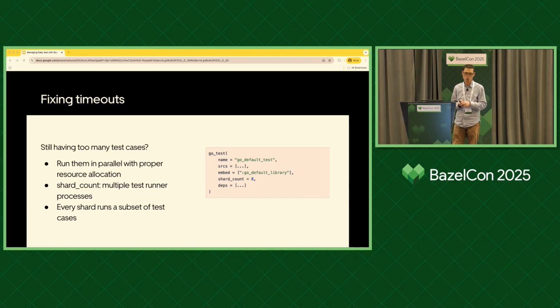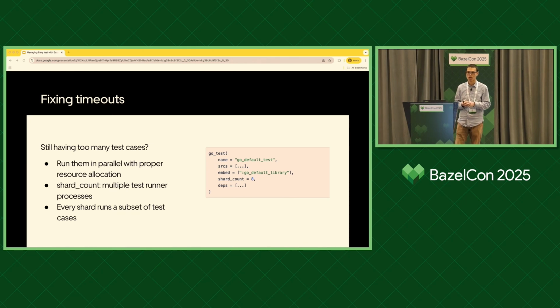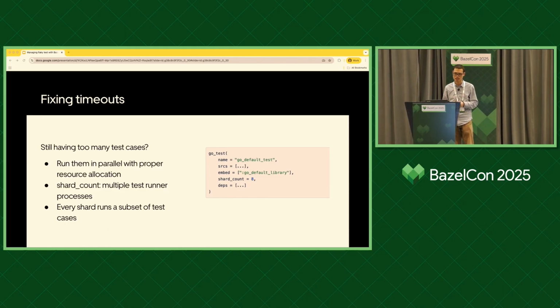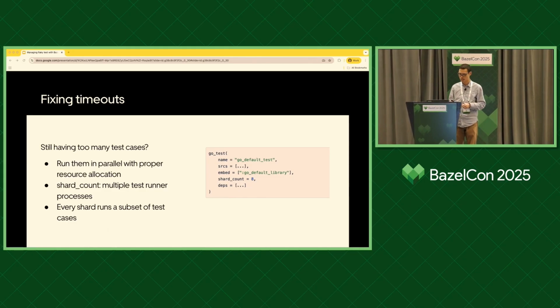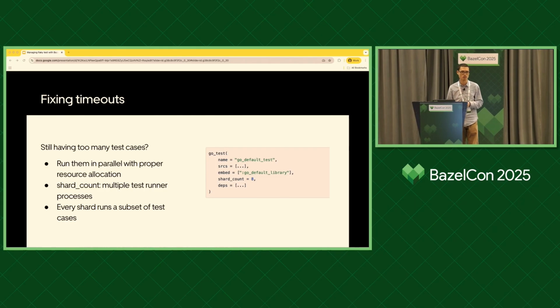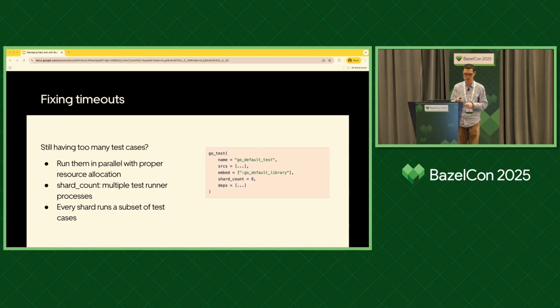One way to run them in parallel is to set the shard count on the target level. And this will ask Bazel to run the test runner in multiple processes. And each process will only run a small subset of the tests. Because there are fewer test cases in every process, they are less likely to time out. And because Bazel manages all those processes, Bazel is able to allocate the compute resources accordingly for every test process.